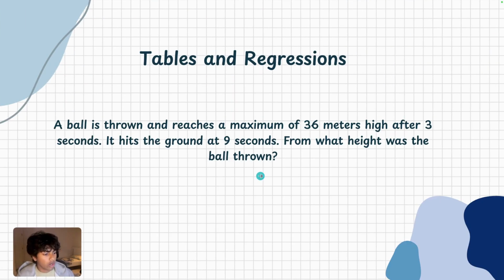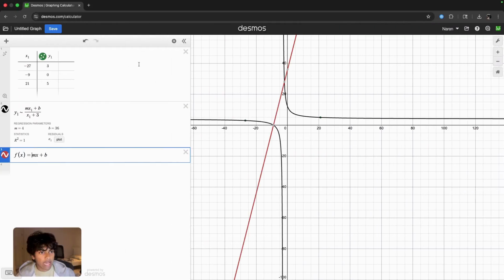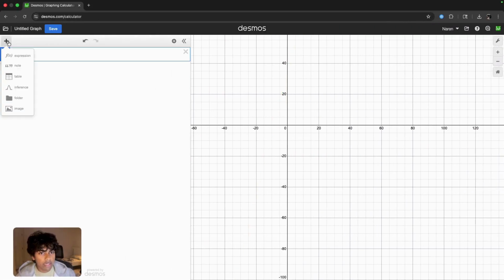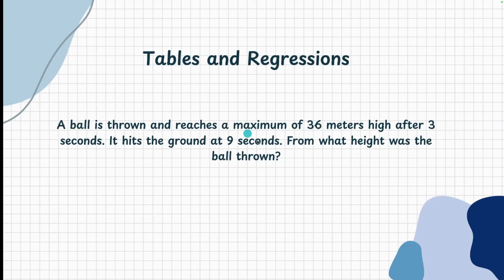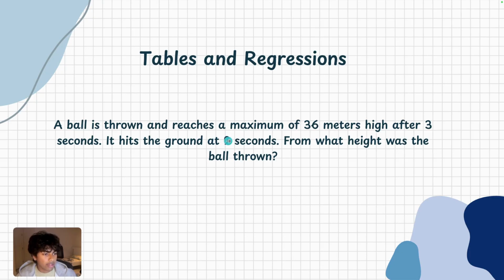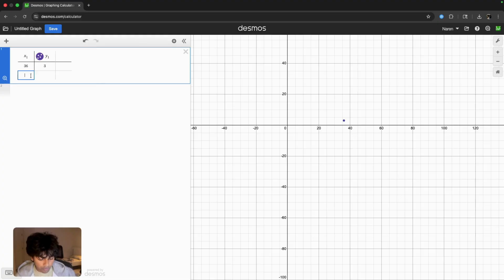Okay, next question. A ball is thrown and reaches a maximum of 36 meters high after 3 seconds. I wrote this myself, but the key point is you're going to see questions like this. I couldn't find one, but it's there because I had it on my SAT. In word problems like this, our seconds is going to be our x, time x. So come here and make a table. So 36 and 3, right? That's 1 point, our maximum. And then after 9 seconds, it hits the ground. So 0 and 9.